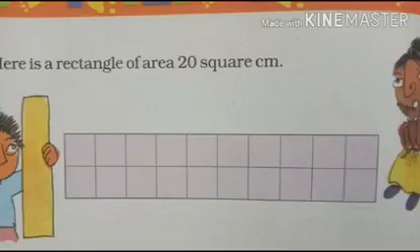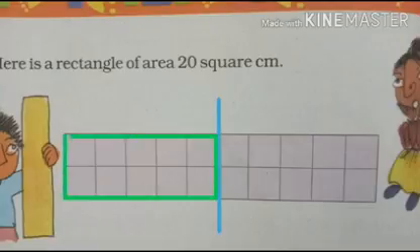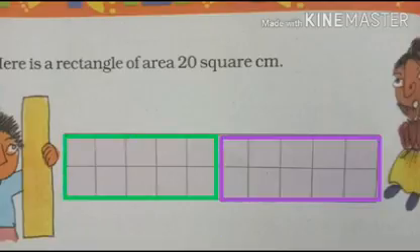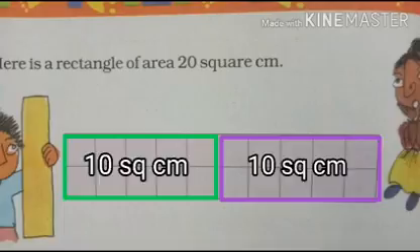Similarly, we can draw one straight line in this rectangle and can divide it into two equal rectangles. So we can draw that line either this way, or we can also draw a line this way, and it is divided into two smaller rectangles. Area of each of these smaller rectangles is again half of 20, that is 10 square centimeter.